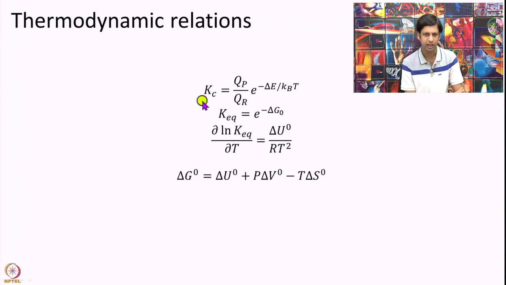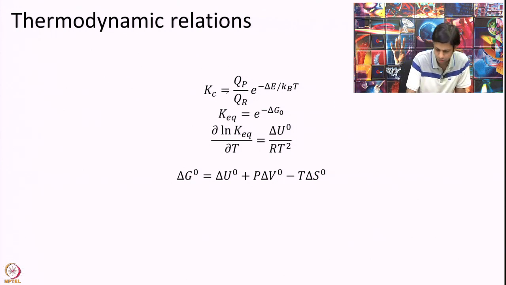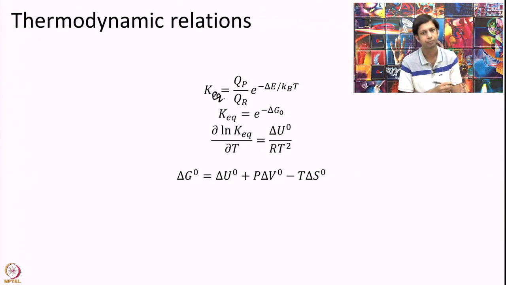One that we had already derived: K equilibrium is a ratio of partition functions times exponential of minus delta E over kT, where delta E is the difference of potential energies. K equilibrium can also be written as exponential of minus delta G naught over kT. That is another relation from thermodynamics that we are not deriving, we are just stating.